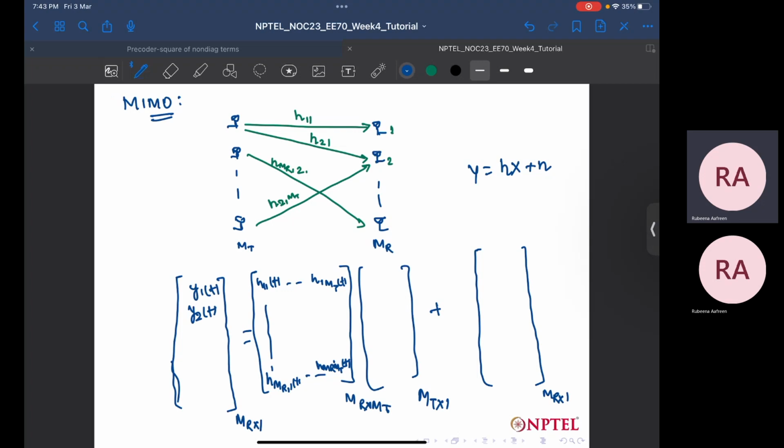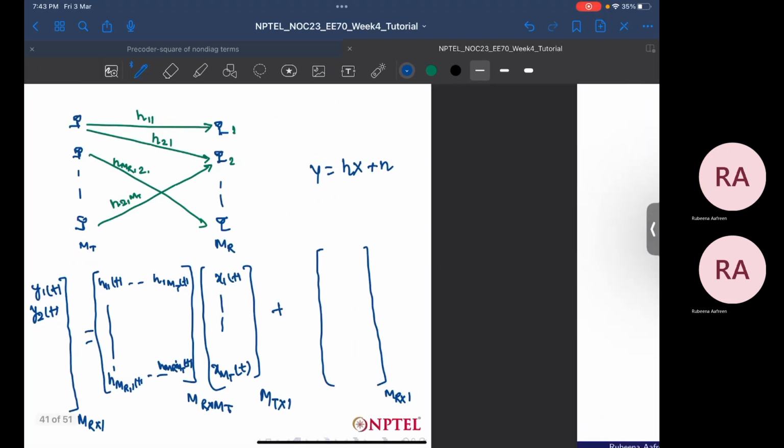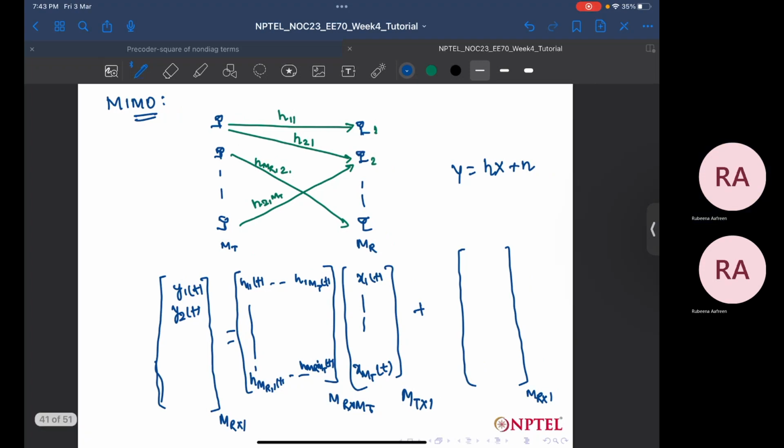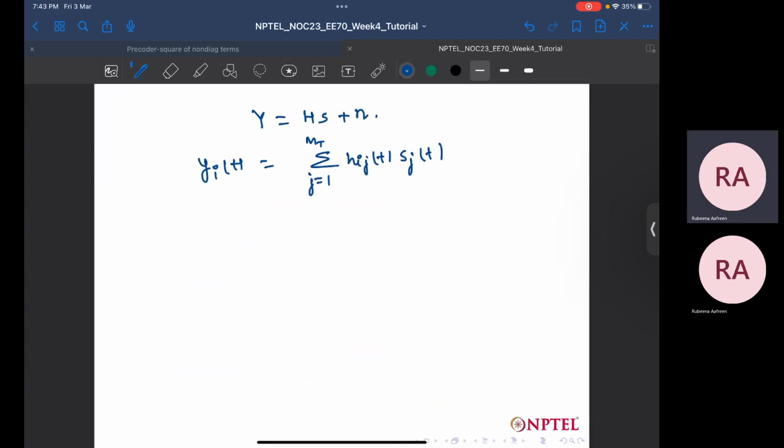Suppose this y1(t) is there. So this y1(t) would be, x will take till xMT(t). So this y1(t) would be h11(t) till h1MT(t). So for any receiver, the number of transmitters will go from 1 to MT, and then it will be h times s.